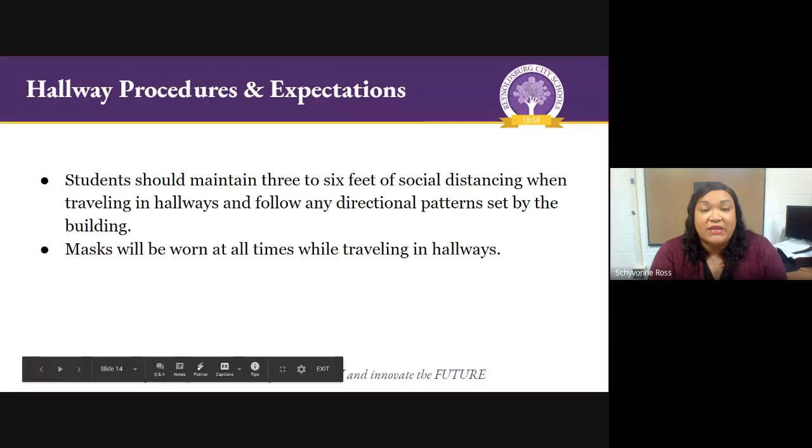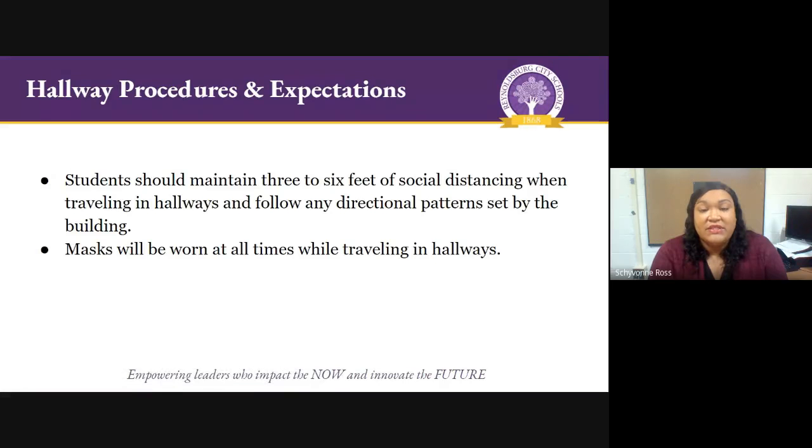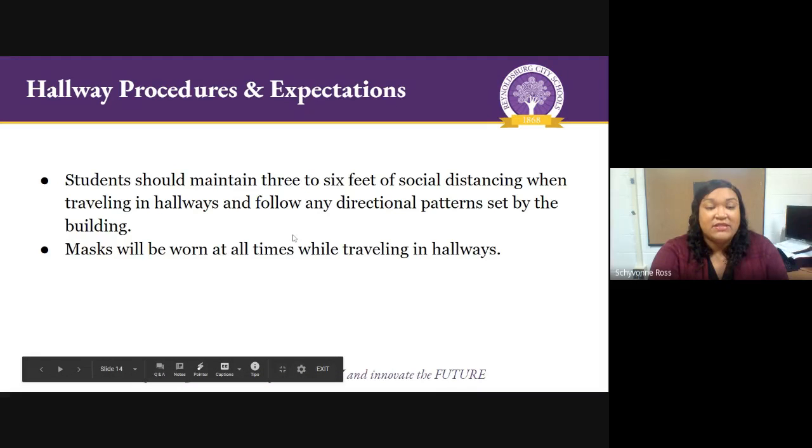In the hallway, students should maintain 3 to 6 feet of social distancing when traveling in hallways and follow any directional patterns set by the building. Masks will be worn at all times while traveling in the hallways.